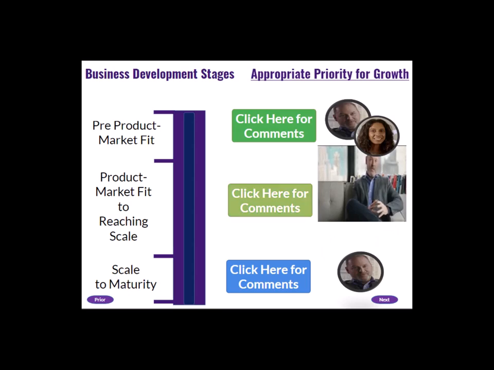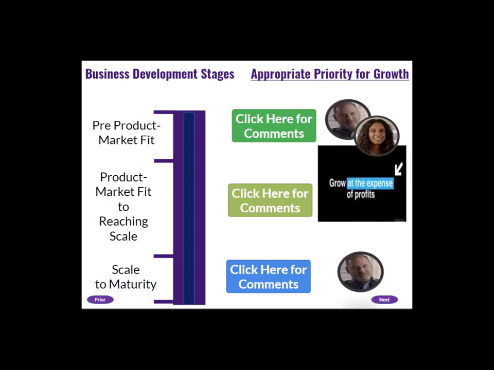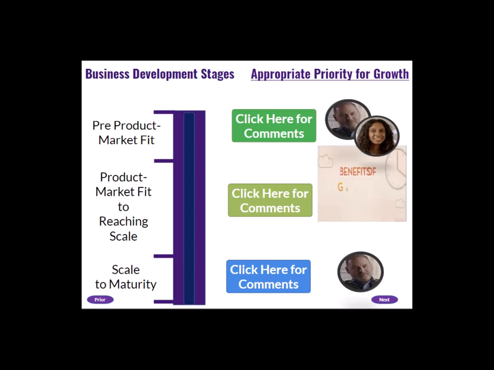Early in a company's life, if things are taking off, you've found product market fit, and you're talking about scaling up product stability or capacity or sales and marketing, it might make sense to grow more quickly at the expense of profits. In many cases, growth is an imperative.